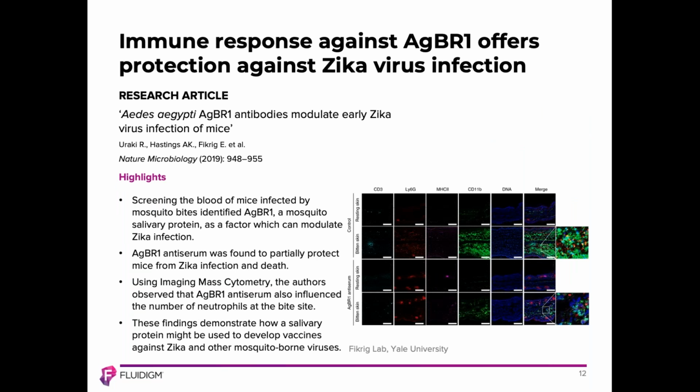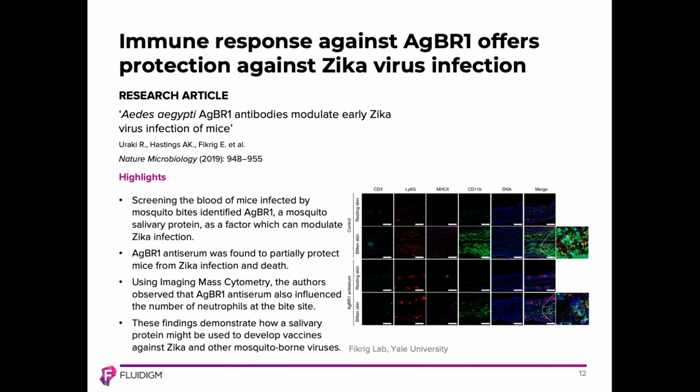In this study, researchers from Yale University aimed to identify mosquito salivary factors that could offer protection against Zika virus infection. They screened the blood of mice bitten by Zika-carrying mosquitoes and found that mosquito salivary protein AgBRI could modulate Zika infection. They also showed that AgBRI antiserum reduced the levels of Zika virus in mice over time, partially protecting them from Zika infection and death.